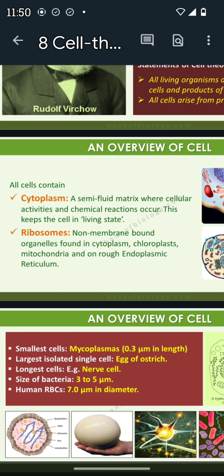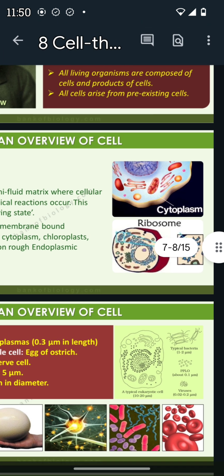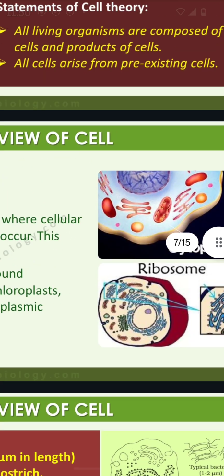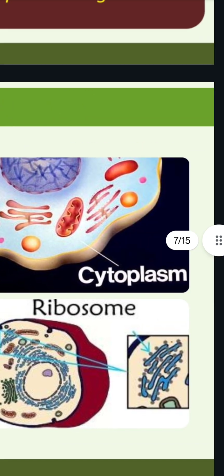This semi-fluid means it is neither solid nor completely liquid. This semi-solid matrix is called cytoplasm. Wait, I'll show you in the diagram. So this is the cell diagram, and you can see there are various cell organelles floating in the cytoplasm. So this liquid, jelly-like substance is called cytoplasm.